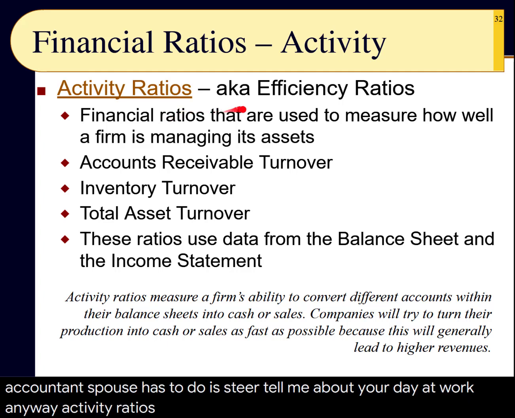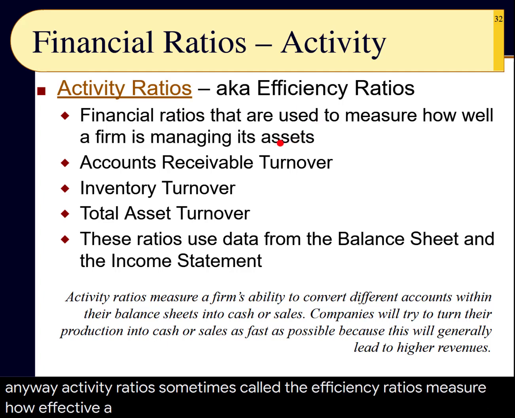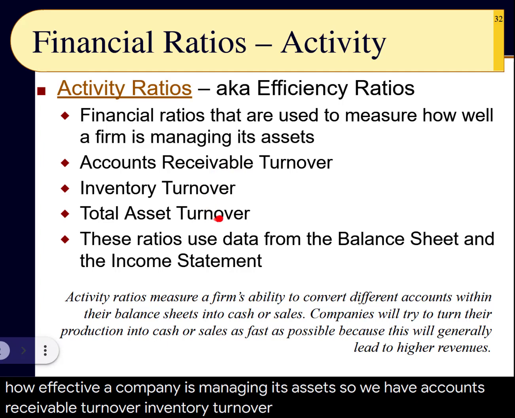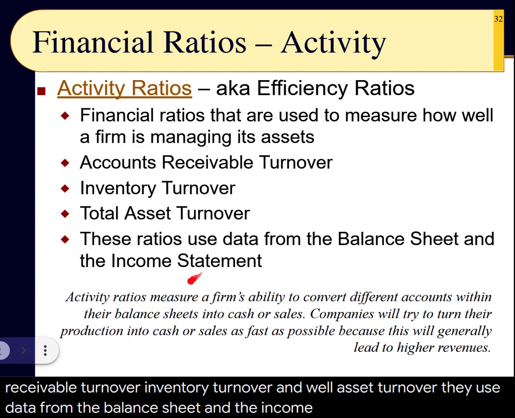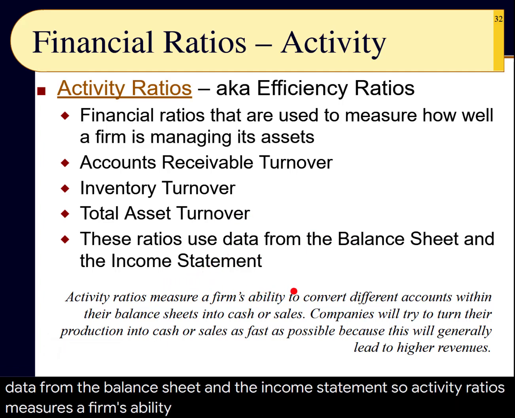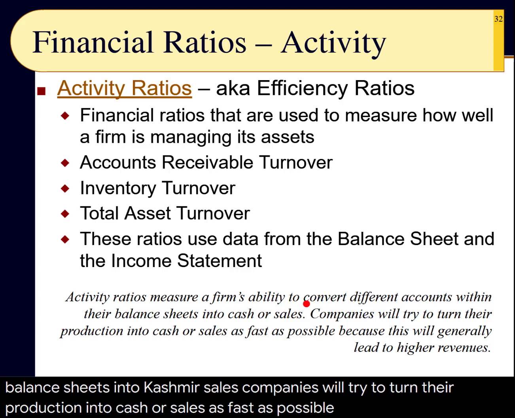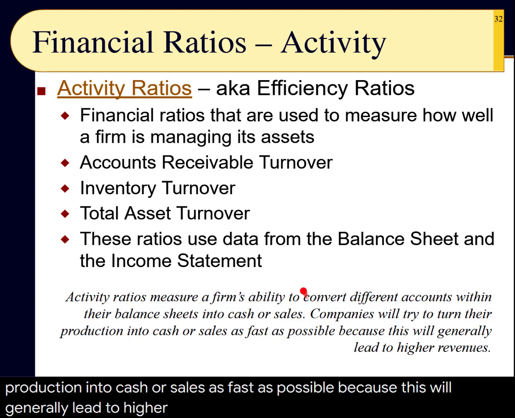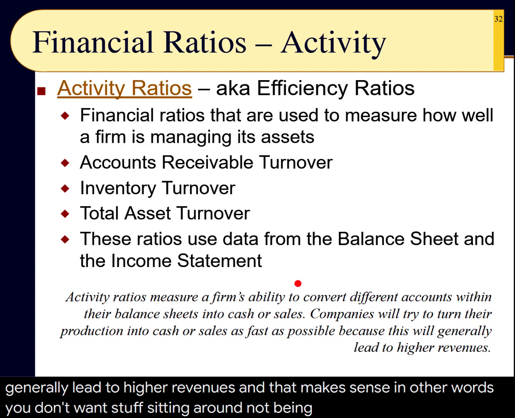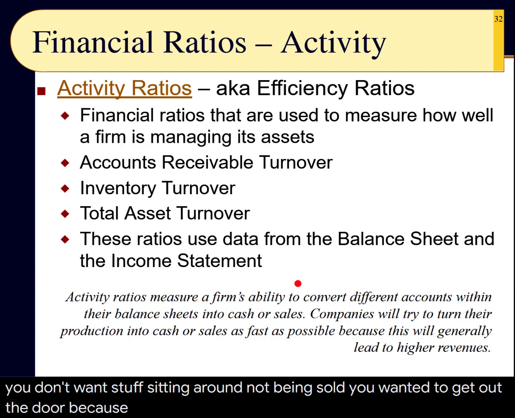Anyway, activity ratios, sometimes called the efficiency ratios, measure how effective a company is managing its assets. So we have accounts receivable turnover, inventory turnover, and total asset turnover. They use data from the balance sheet and the income statement. So activity ratios measure a firm's ability to convert different accounts within their balance sheets into cash or sales. Companies will try to turn their production into cash or sales as fast as possible because this will generally lead to higher revenues. And that makes sense. In other words, you don't want stuff sitting around not being sold. You want it to get out the door because that's how you make money.